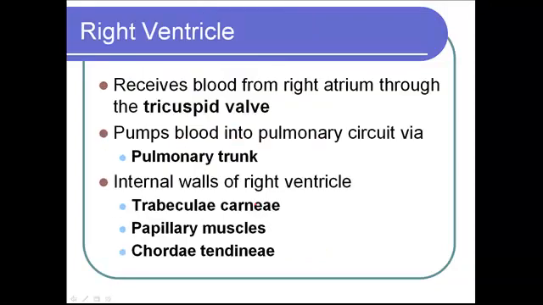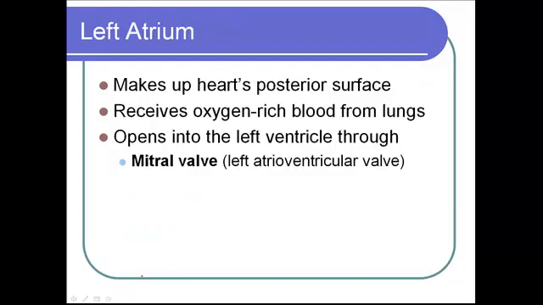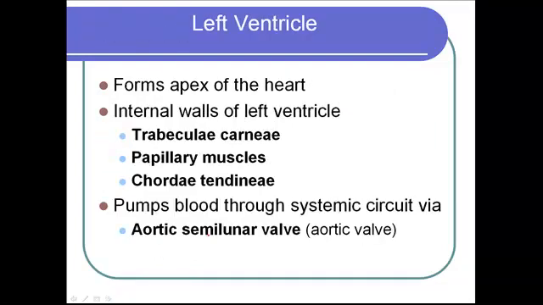The right ventricle receives blood, goes through the tricuspid valve. This has trabeculae carneae, papillary muscles, and chordae tendineae. The left atrium has the mitral valve. The left ventricle has the aortic semilunar valve. This goes into the aorta.